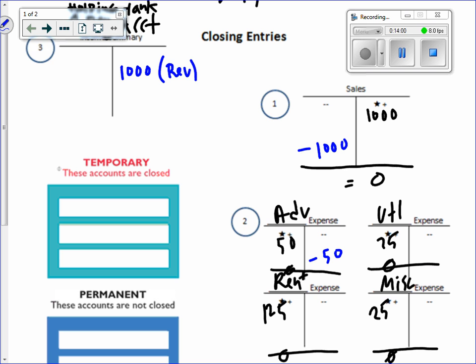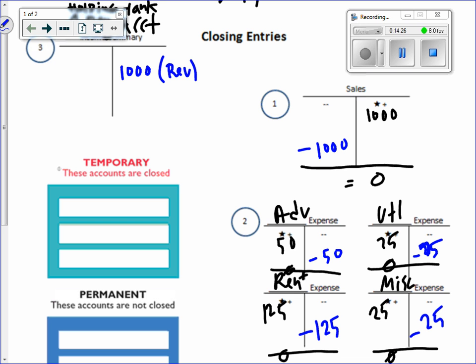How about the utility side of things? Are we debiting or crediting for $25? Crediting, because we're trying to force it to be 0. Rent expense, minus $125 on the credit side. Miscellaneous expense, minus $25 on the, oh, sorry, I had that wrong, on the credit side.